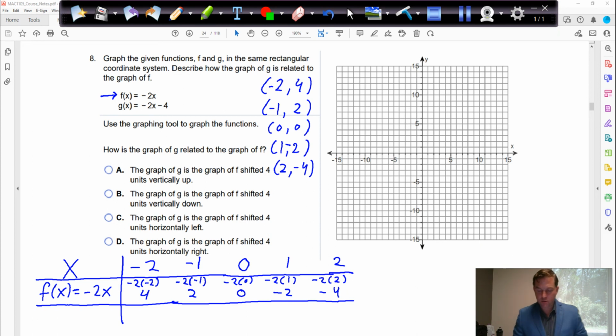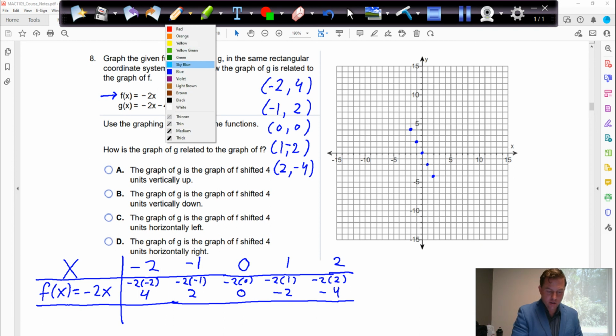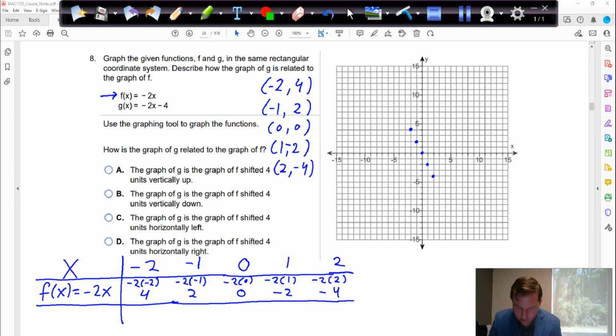And we can put these ordered pairs on the graph. So minus 2 would be here, 4 would be right there. Minus 1, 2; 0, 0 is right here. 1, minus 2 would be down here, and 2, minus 4 would be down here. Okay, and then we can just connect these dots, and it's going to keep going like this and like this. And there would be our line. So this is just a straight line.